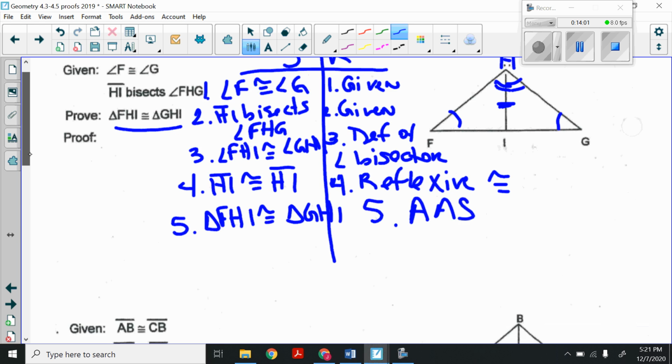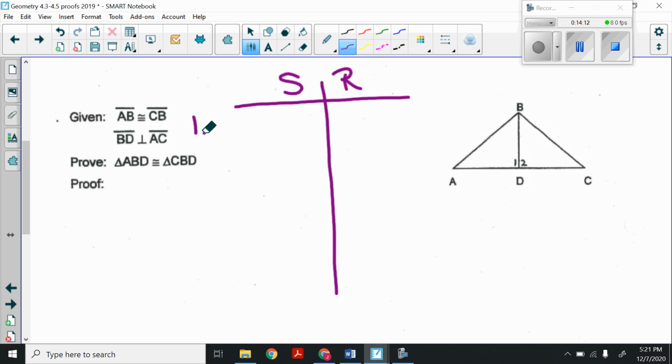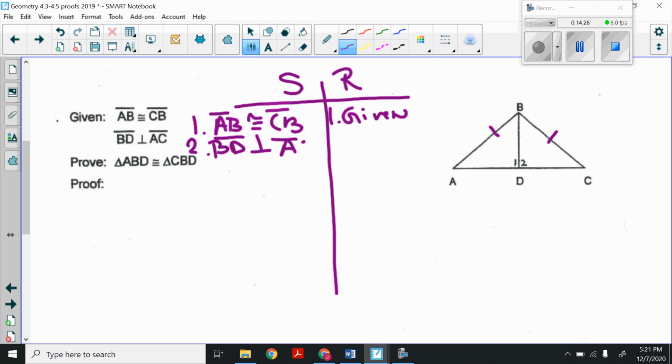So let's come on down to number 5. Again, let's make our statement and reasons. So number 1, AB congruent to CB, given. So AB and CD. Number 2, they tell me BD is perpendicular to AC, given. So now I have to, what do I know perpendicular means? Perpendicular means that they form right angles. Okay, so I can put that in there.